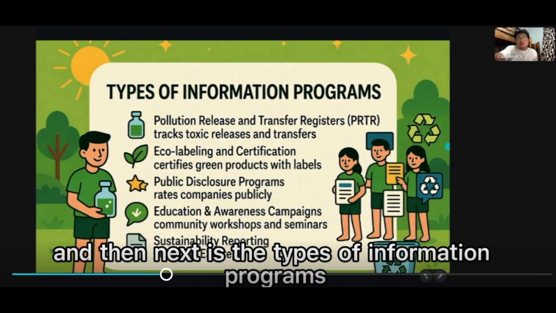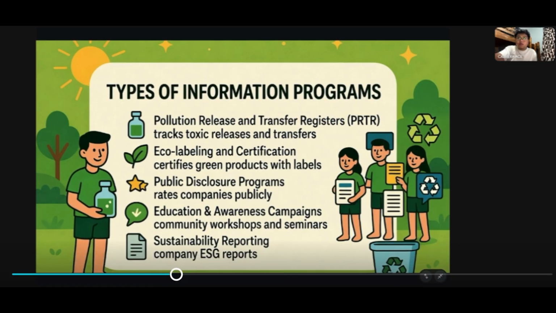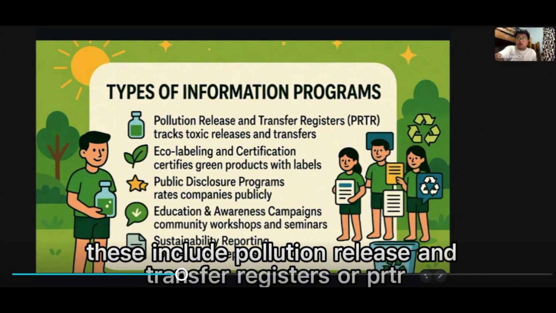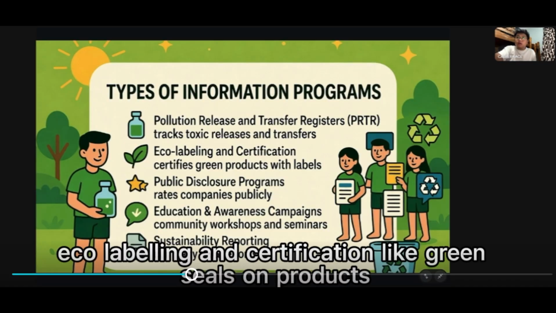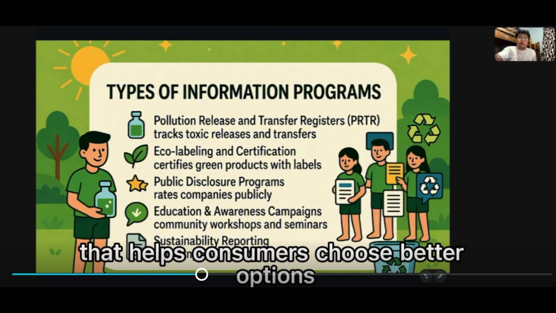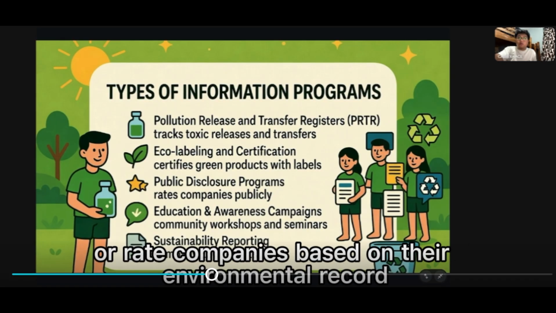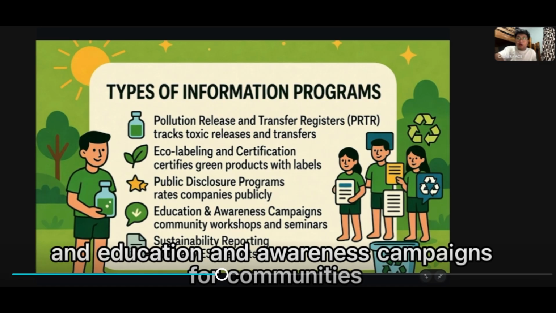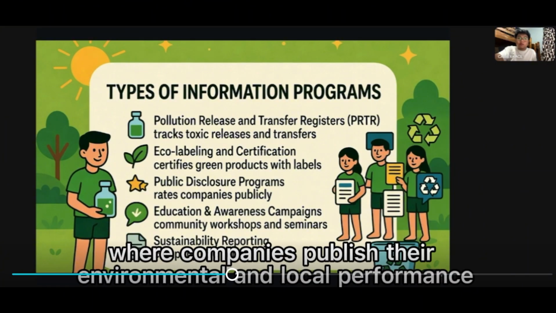And the next is the types of information programs. So there are several common types of information programs. These include pollution release and transfer registers, or PRTR, which track toxic chemicals, eco-labeling and certification like green seals on products that help consumers choose better options. And public disclosure programs also help, where they name and shame or rate companies based on their environmental record. And education and awareness campaigns for communities. Also, sustainability reporting, where companies publish their environmental and social performance.